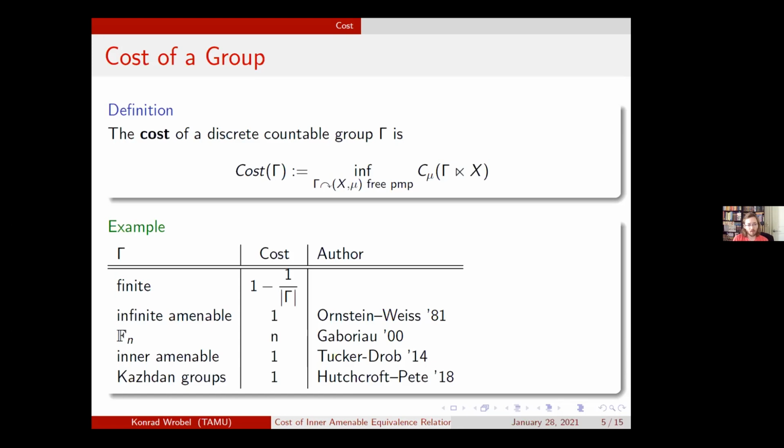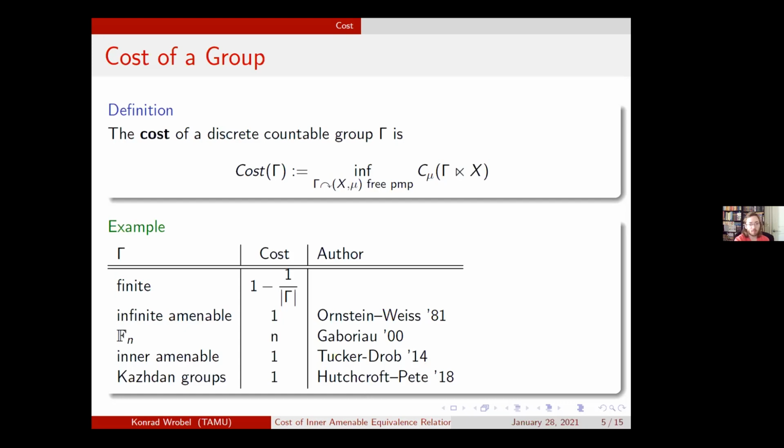So essentially, these several examples show all of the different known ways and techniques of calculating cost. So either finding it as an orbit equivalence invariant, or studying it measure theoretically and combinatorially, or studying the algebraic properties, or, I didn't mention this yet, Hutchcroft and Pete used percolation theoretic techniques in order to come up with this action of Kazhdan groups that has cost 1. So these are essentially the only known ways of calculating cost.